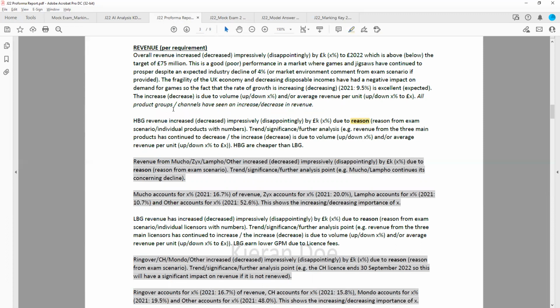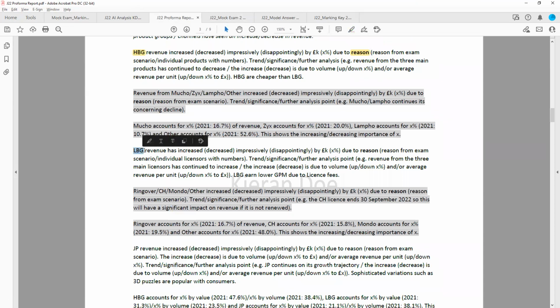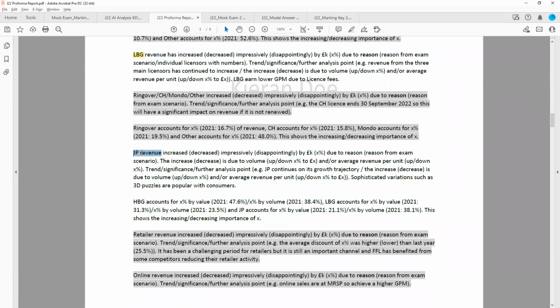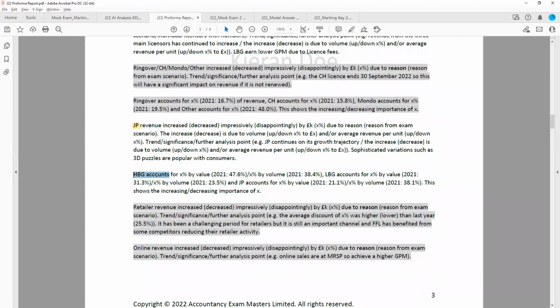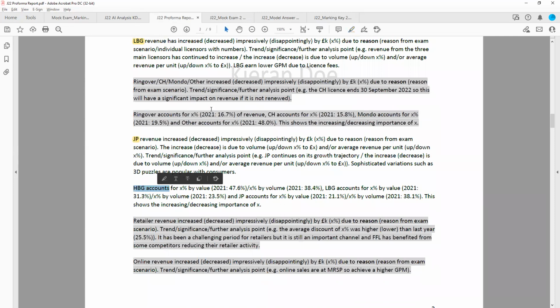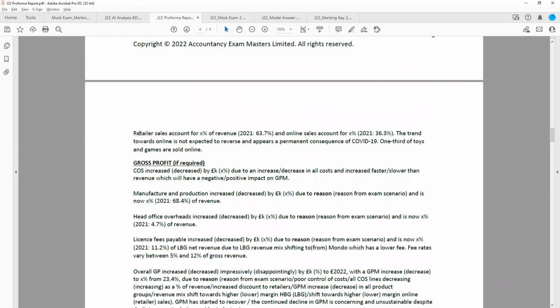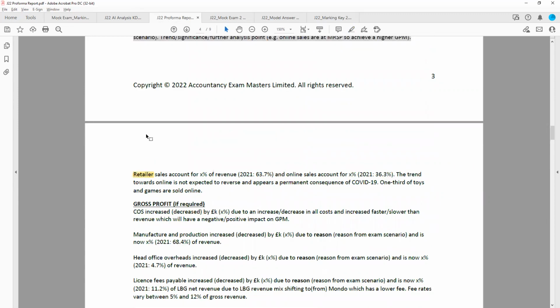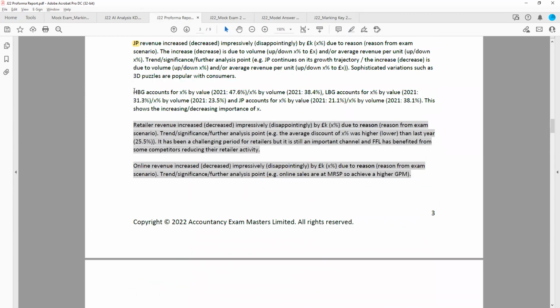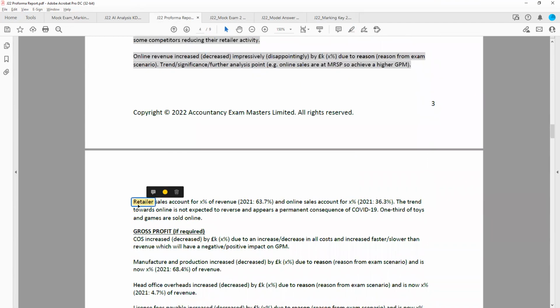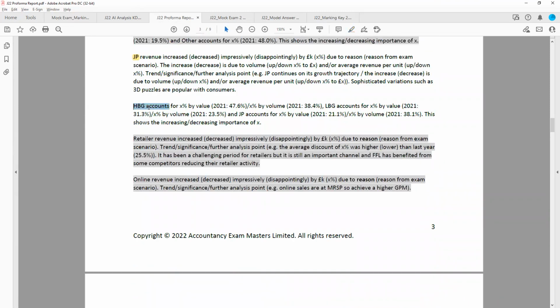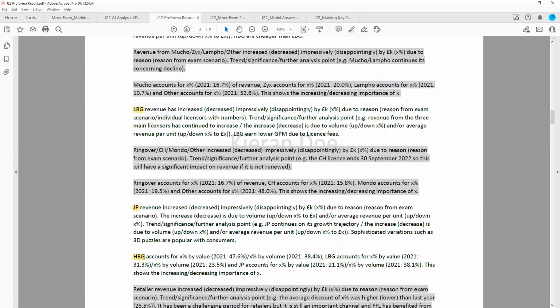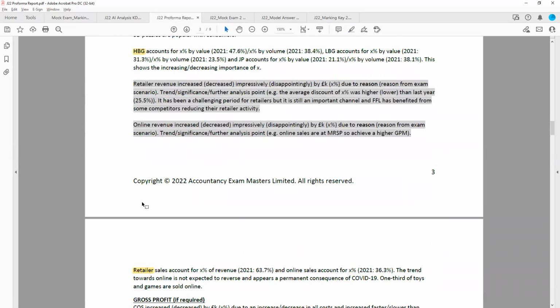So if I'm thinking about what I'm going to have as my revenue section, well, we need to do it by product group. So we're going to have overall revenue, HBG, LBG, jigsaw puzzles, of course, and then you could look at mix by product group. We weren't asked in the requirement to look at it by channel, but I would probably still have something by channel. I think that's quite interesting. If you've got time, you could do mix by product group, but if not, I'd probably do it by channel. You could do both if you've got enough time, but then we've got 6 points of revenue, which is quite a lot if it's just one box.